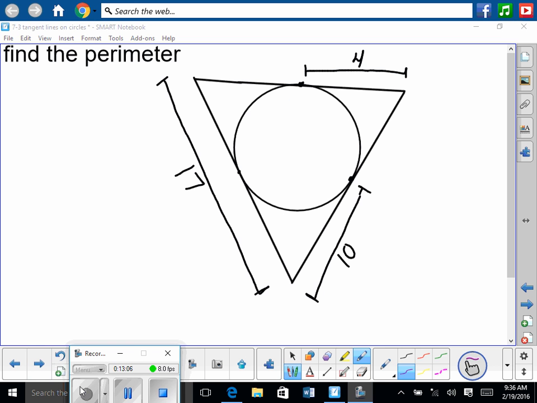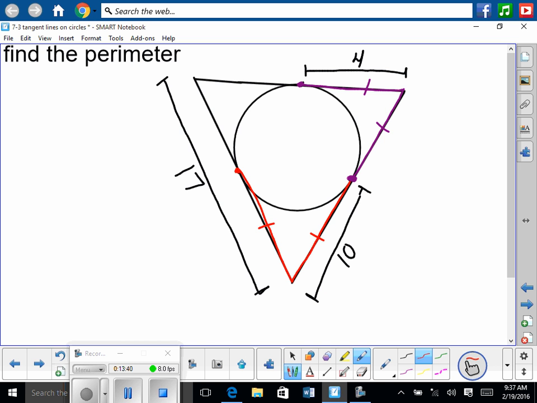Okay, so we know if we have two tangent lines on a circle and they cross at one point, then those lengths are equal, right? So, looking at this example, right here is a tangent line, and right here is a tangent line. Do they intersect at one spot? Yes, therefore they're equal. And then once again, right here is a tangent line intersecting with a tangent line here. So they must be equal. And then this one's equal to this. Is everybody good with that?